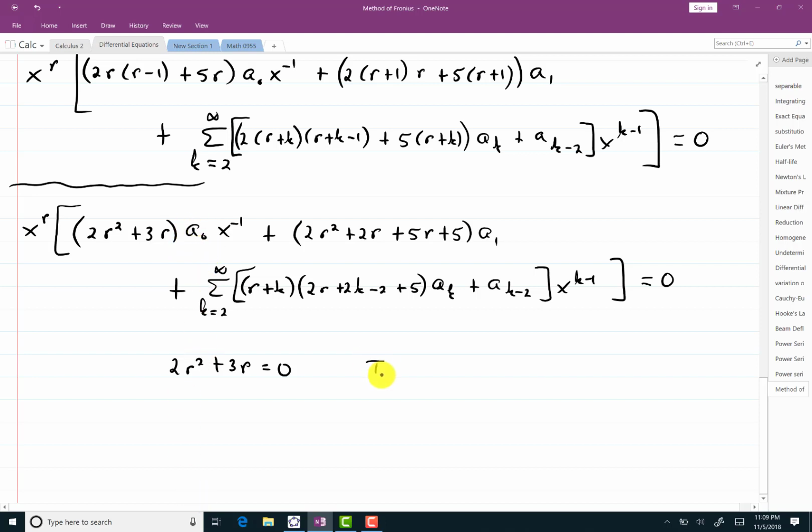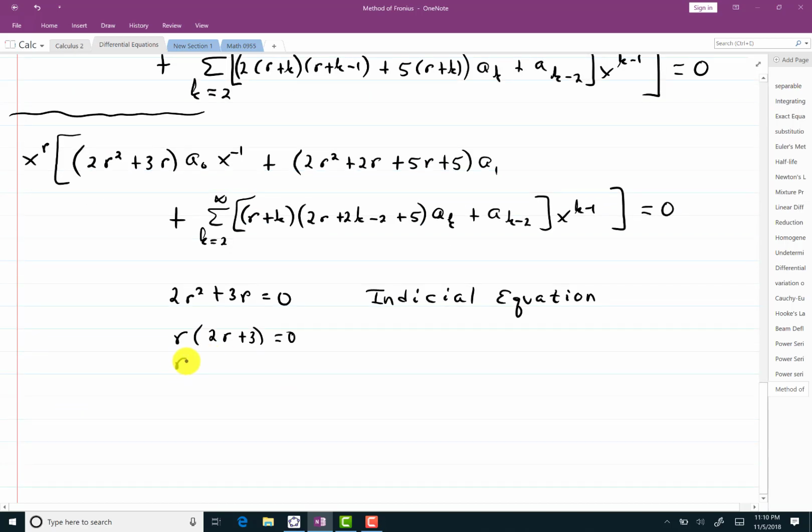This has a name. It's called the indicial equation. This is going to help us solve the whole thing. What we get for r here is going to factor into the rest of the problem. I can factor out an r and leave 2r plus 3 equals 0, and I get two solutions for that. I get r equals 0 and r equals negative 3/2. I'm going to just box this.